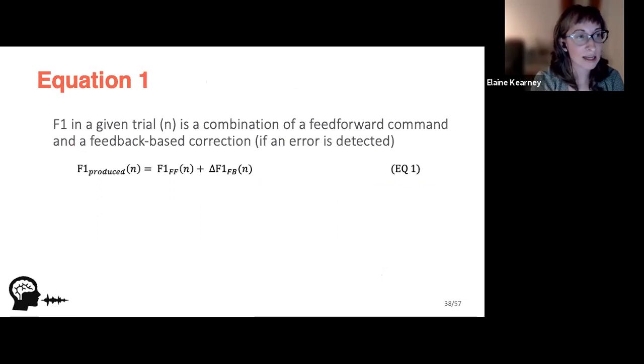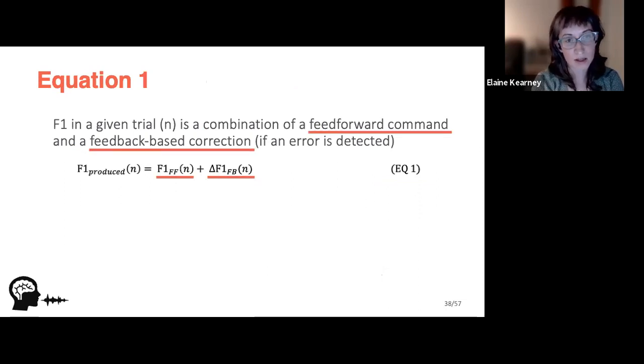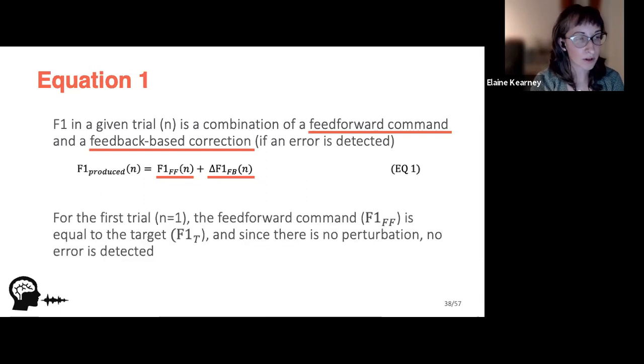So the first equation then states that F1 in a given trial is a combination of a feedforward command and a feedback-based correction if an error is detected. And so this information is very consistent with what I've told you before. We're now just formalizing it and putting it into an equation. So starting with the very first trial, the feedforward command is going to be equal to the target. And since there is no perturbation, there's no error detected. And so we can fill in what we know. We know that F1T is 500, and here there's no error because we don't have any perturbation. So the error for the very first trial is going to be 0. And this is actually going to be the same throughout the baseline trials. The model is going to estimate that baseline period as just a flat line.